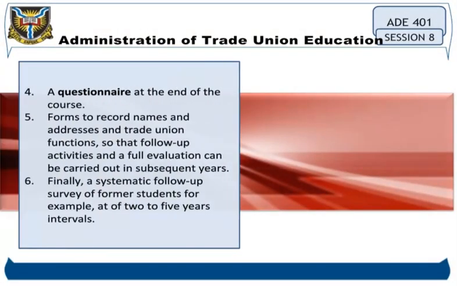4. A questionnaire at the end of the course. 5. Forms to record names and addresses and trade union functions so that follow-up activities and a full evaluation can be carried out in subsequent years. 6. Finally, a systematic follow-up survey of former students, for example, at 2 to 5 year intervals.